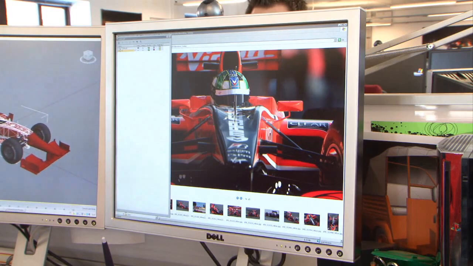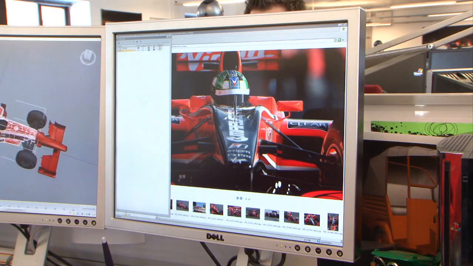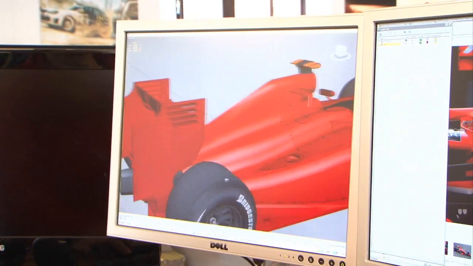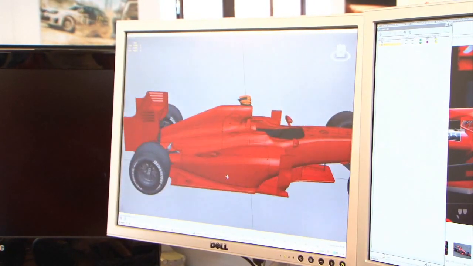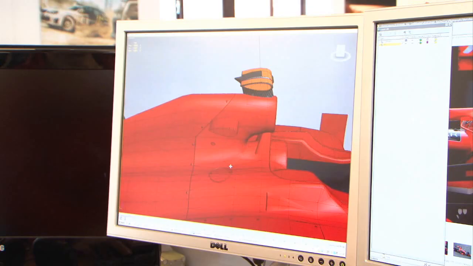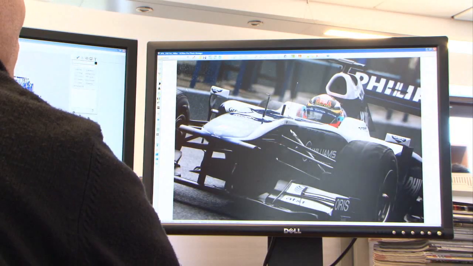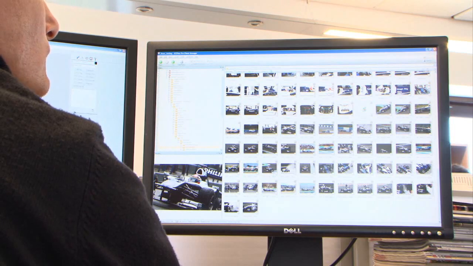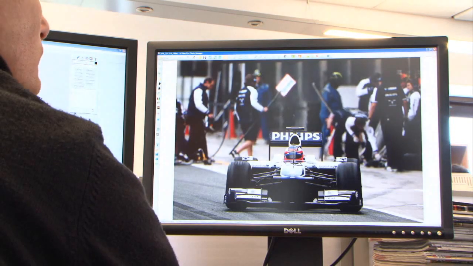So the first stage in creating a car in game is to collect all the reference. We get basic CAD data from the teams in terms of wheelbase lengths or any of the other technical information on the car itself. We supplement that with photography and livery packs. So basically it's all the information we're going to need to recreate the real-life F1 car in game.